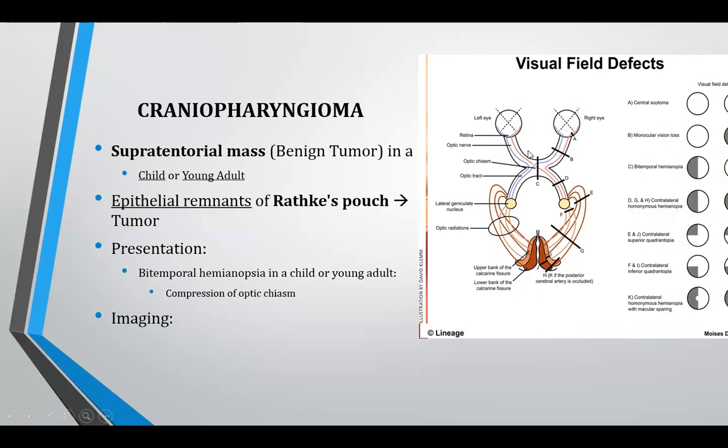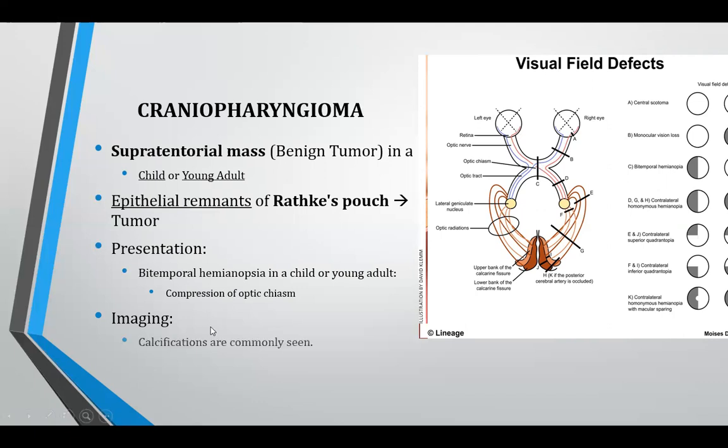These are the nerve fibers. That is, the visual fields affected will be from the temporal side, and the fibers affected will be the nasal fibers. Over here, you can also see that the temporal side visual field will be affected, and the fibers which are affected are the nasal fibers. So, in a nutshell, there will be bitemporal hemianopsia in a child or young adult because of the compression of the optic chiasm in the craniopharyngioma.